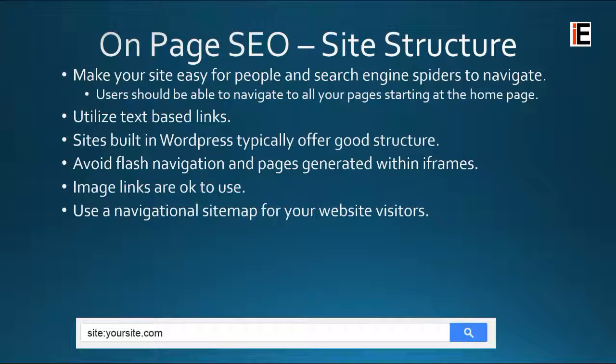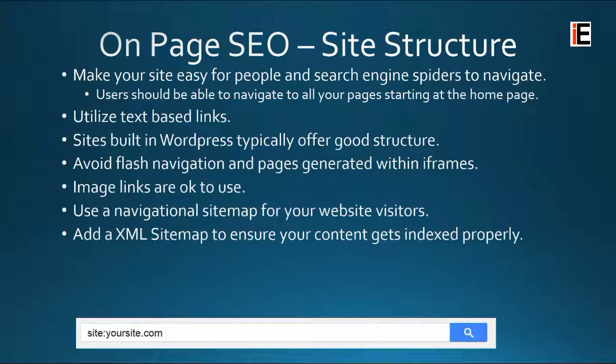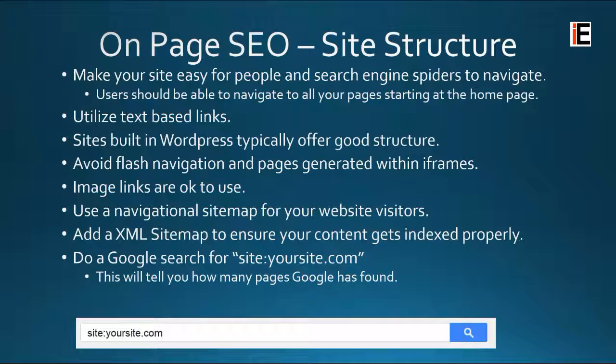Use a navigational sitemap for your website visitors. Add an XML sitemap to ensure your content gets indexed properly, especially if you're using WordPress. You could use a plugin like the WordPress XML plugin. Do a Google search for site:yoursite.com. This works if you're looking up the title tags like we've already mentioned previously, and also for your site structure if you're trying to get an idea as to how the search engines are finding your site. Are the search engines indexing all your pages of content or just some of them? And you want to keep that in mind.